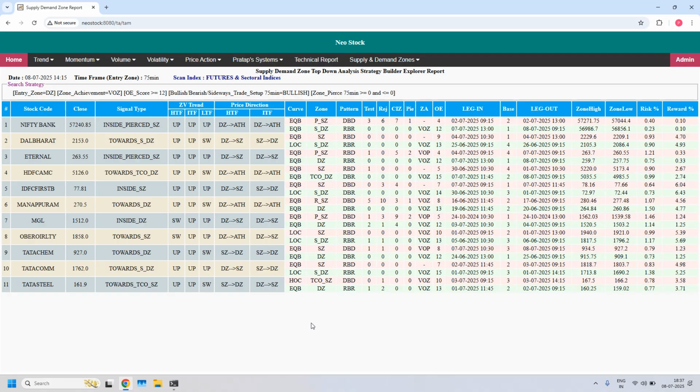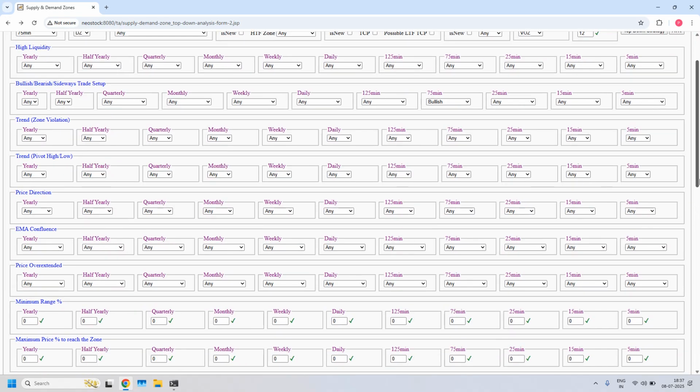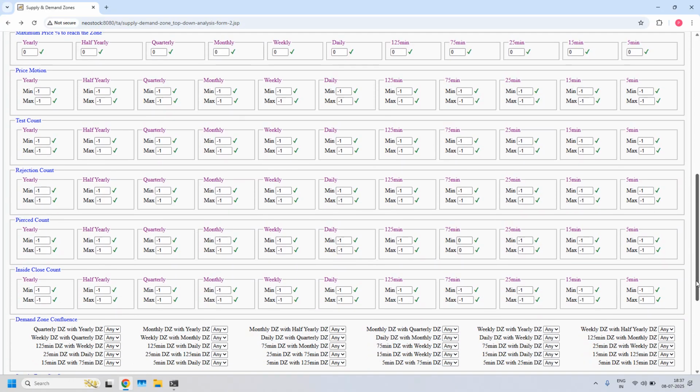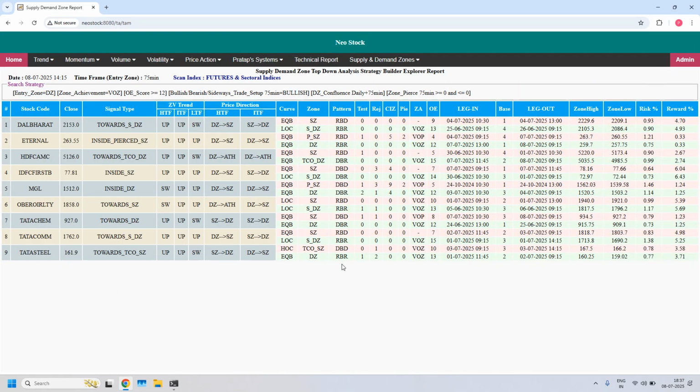Okay, we can further filter based on zone confluence and then EMA confluence. First, demand zone confluence. 75 minutes demand zone with daily demand zone confluence. Out of 11, we got 9 stocks.